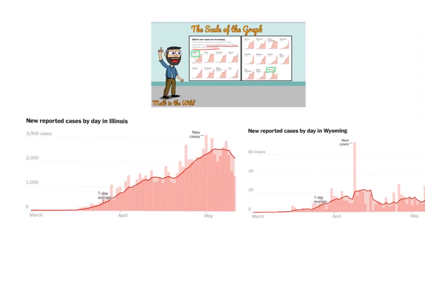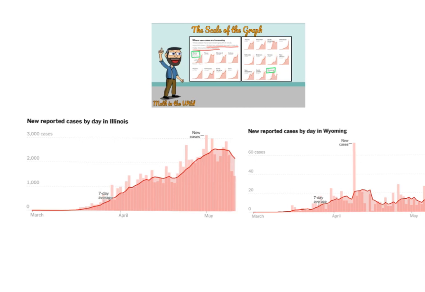So let's zoom out and take a closer look at those two states. I want to draw your attention very quickly. The first thing I want you to notice about these two graphs here are the vertical scales. On the vertical axis, we have the number of new cases in each state. But there is a very big difference between the scale for Wyoming and the scale for Illinois. And the reason is the magnitude of the cases in those states, meaning the number of cases that there are.